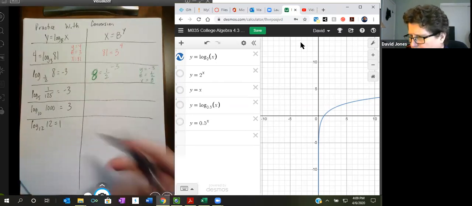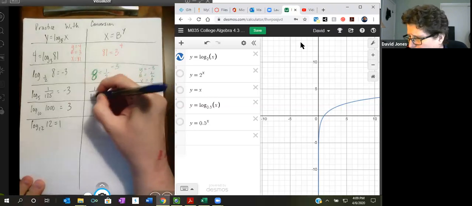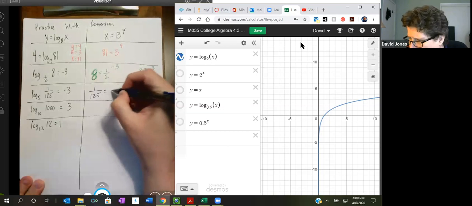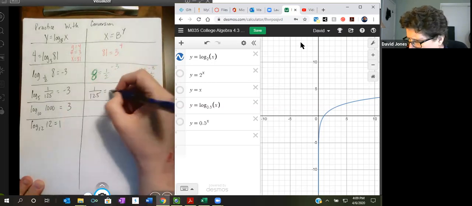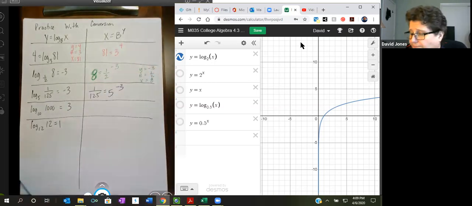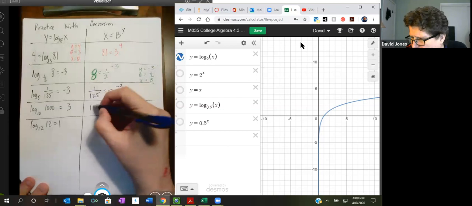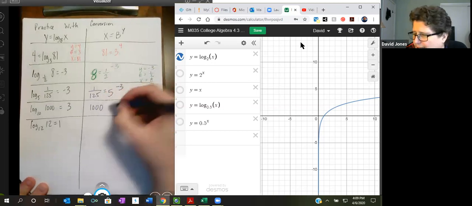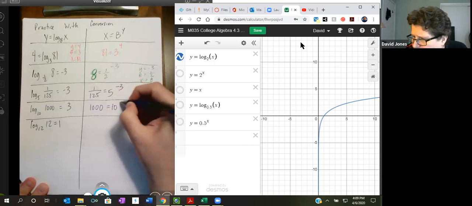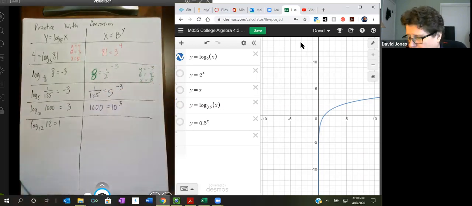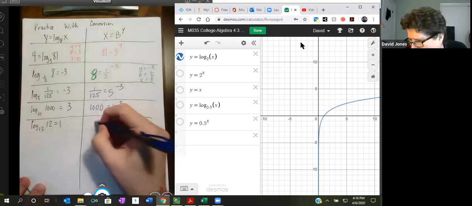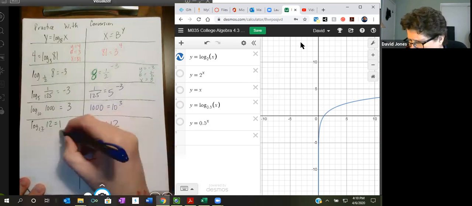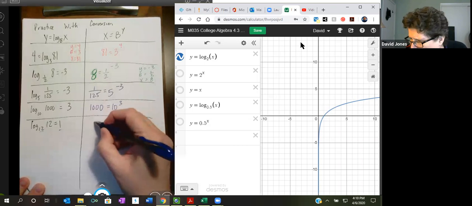So x is our argument. It's what's inside. It's the 1/125. Y is the other side, which is our exponent. And our base is down there. It's the 5. Here, 1,000 equals x. Our base is 10, and the side by itself is our exponent, 3. And here, this is our base. This is our exponent, and that equals 12, our x.